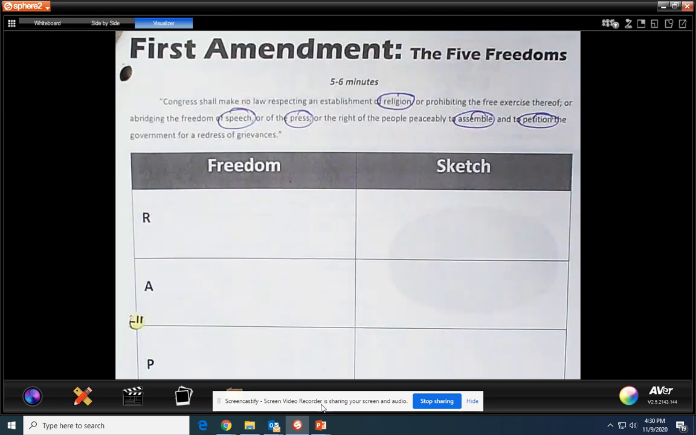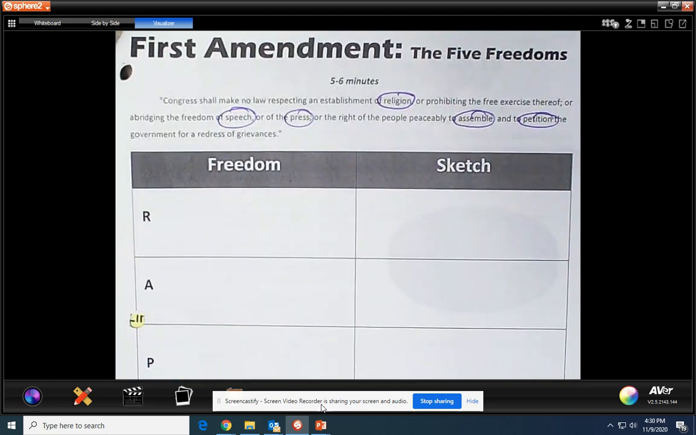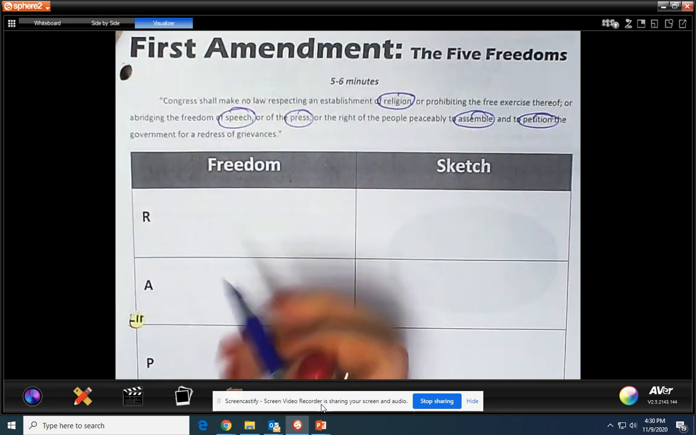If you are a kid that is virtual, but you have a packet, you can write these things in and send me a picture. If you are virtual without a packet, you can just type it in like you have been doing. If you are a virtual person with a packet and you would rather type it in, that's fine too. So we're at the R. What do we write in?